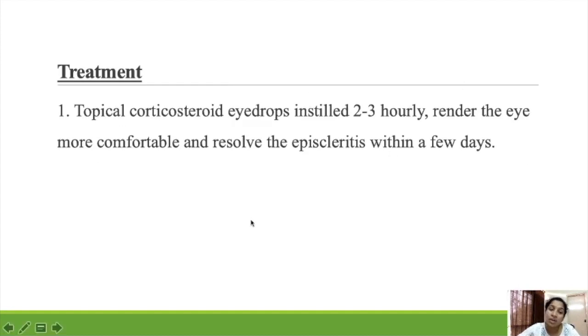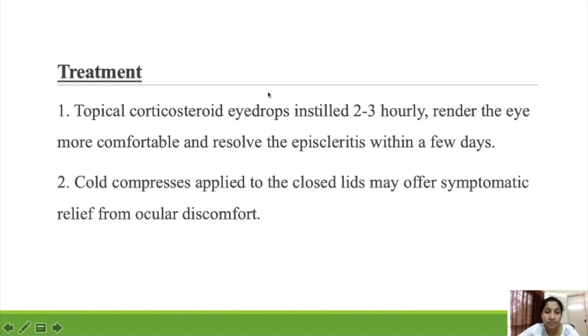Treatment: topical corticosteroid eye drops instilled 2 to 3 hourly render the eye more comfortable and resolve the episcleritis within a few days. And cold compresses applied to the closed lids may offer symptomatic relief. So for the ocular discomfort, if you give a cold compress over the closed eye, it will be good. So this is the treatment for episcleritis.